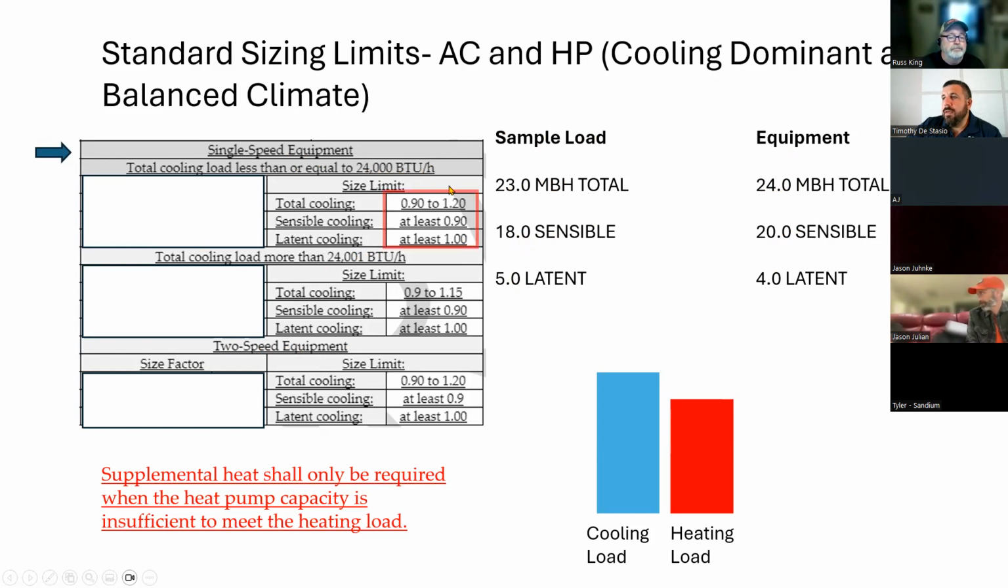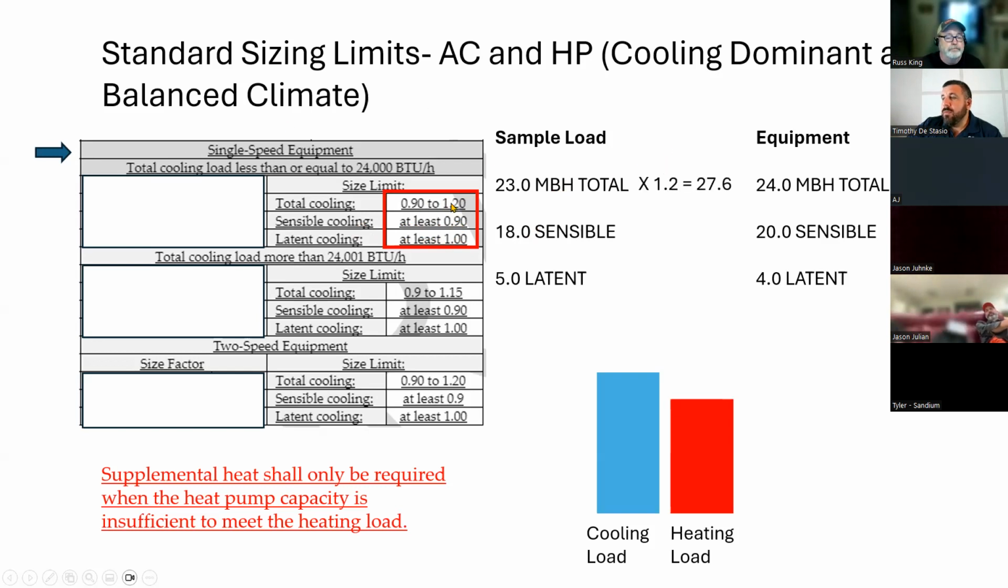And so what it's doing is giving us a range. Our total cooling should be 90 to 120% of our load. Our sensible cooling, we're actually allowed to be a little bit undersized. We're allowed to be 90% of our load. But our latent, we need to be at least 100% of our latent load, because latent load is moisture. And so let's see if this piece of equipment falls within those guidelines.